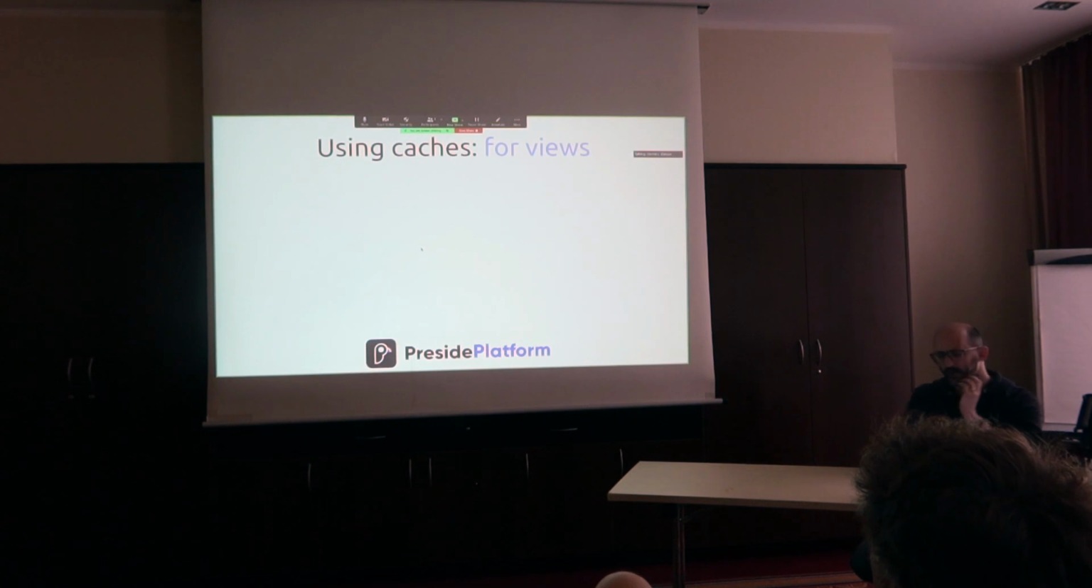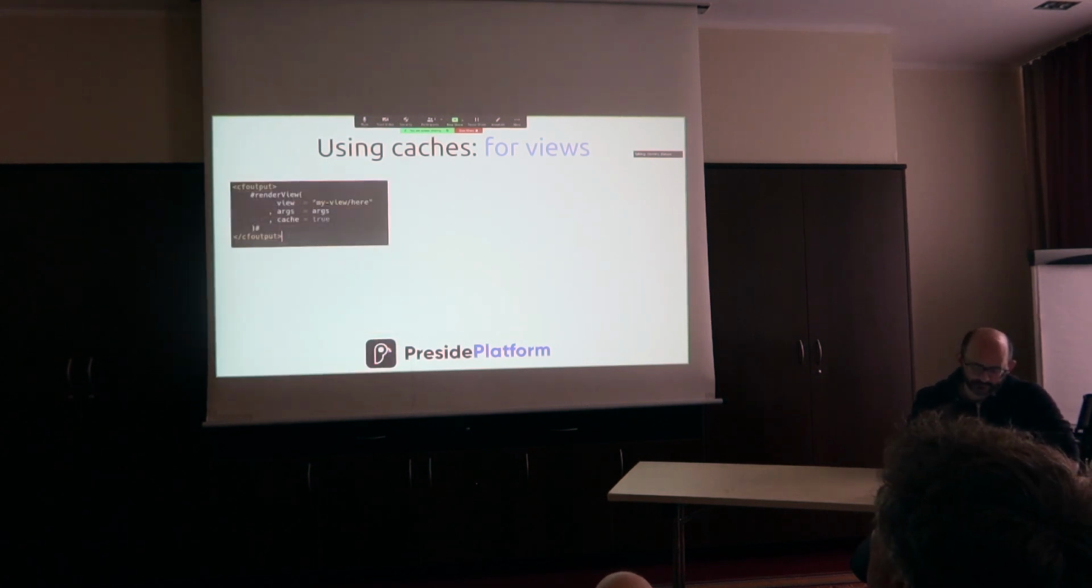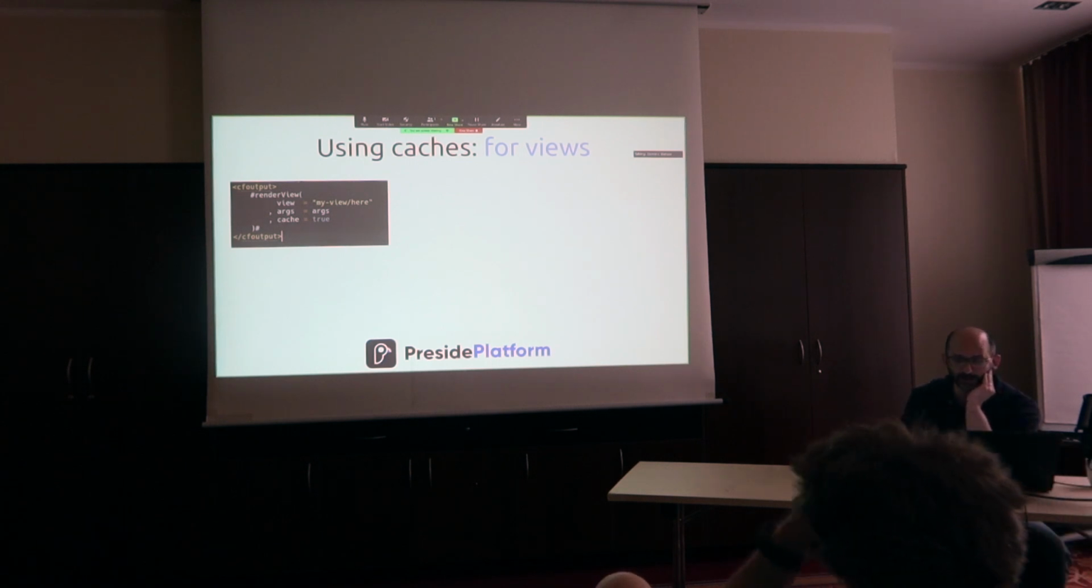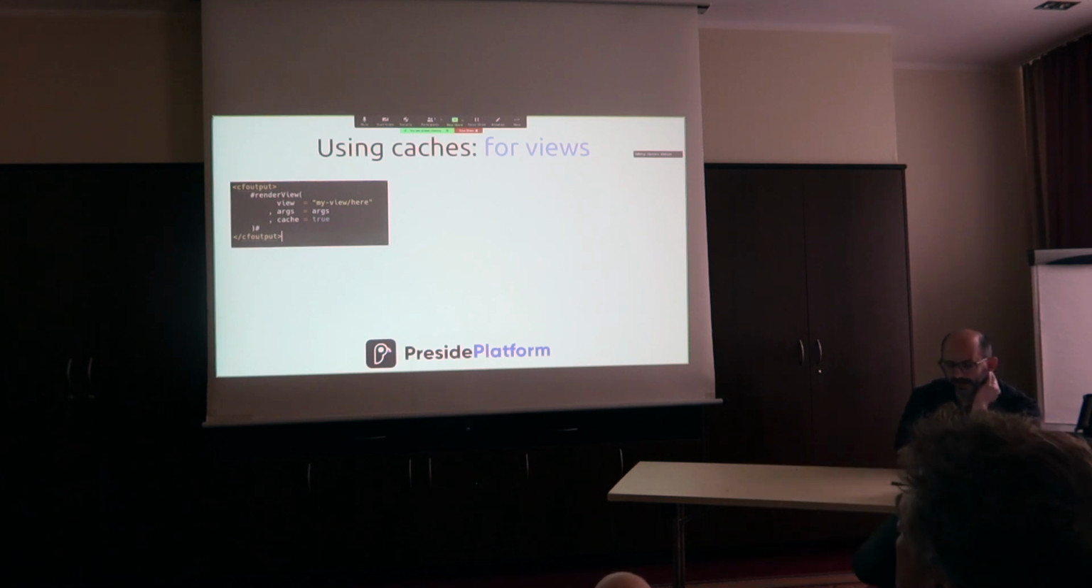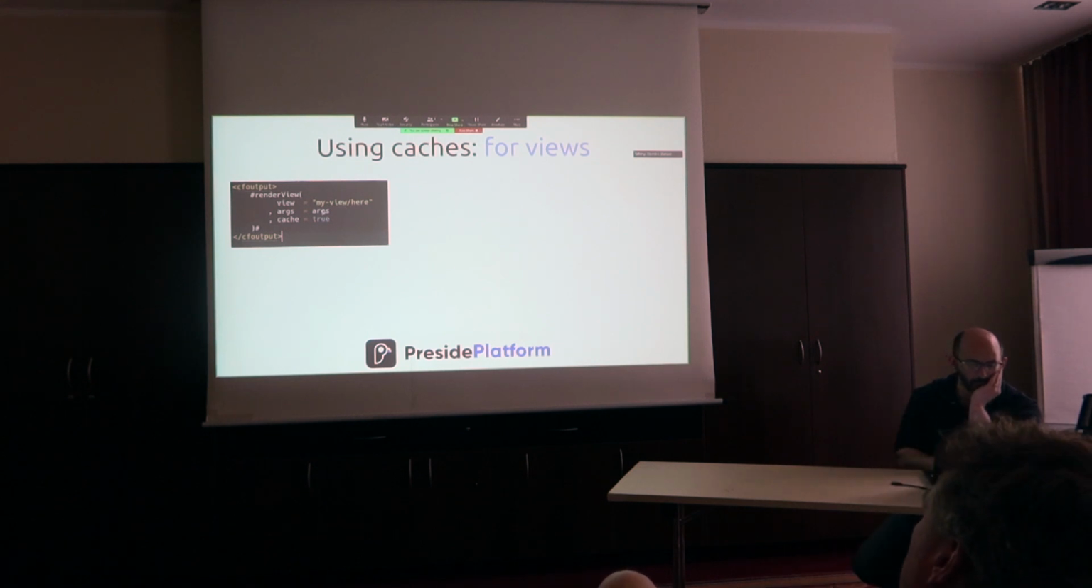So then, getting closer to the main topic here is how we use them in views. So renderView, you can pass caching arguments into that. You can say cache equals true. What that's going to do is use the template cache, and it's going to create a cache key that is a combination of the path of the view and a serialized version of the arguments that are passed to it. And that's it.